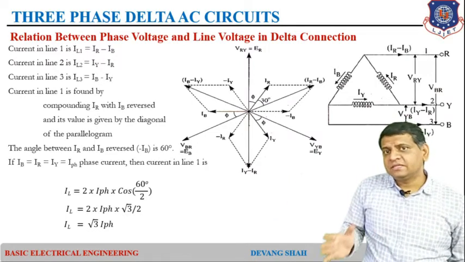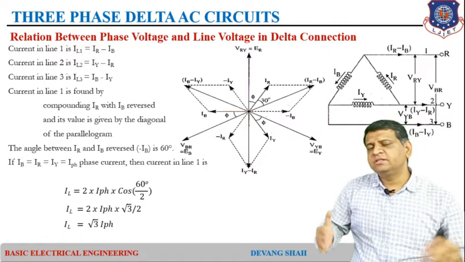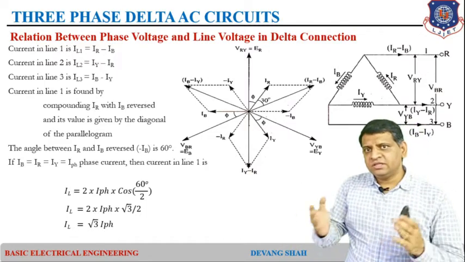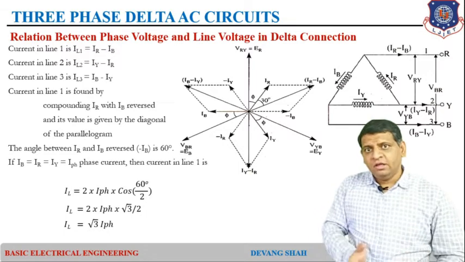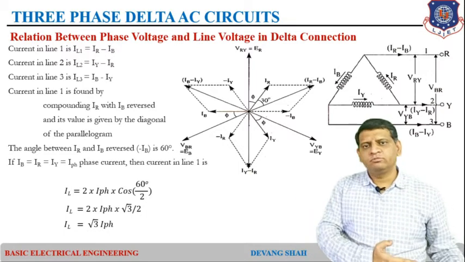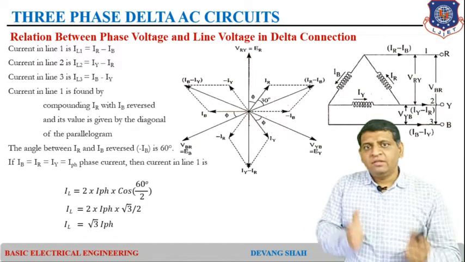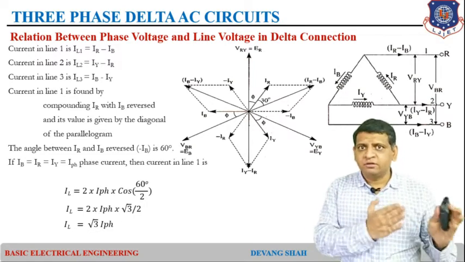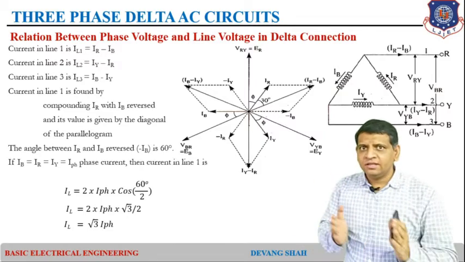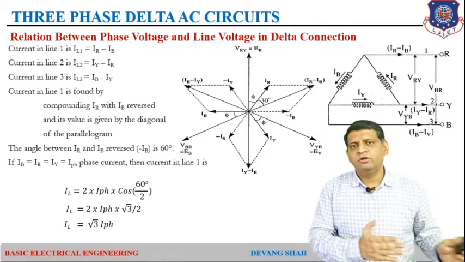So, here I can say that for a 3 phase delta network, the line voltage is the same as the phase voltage and the line current is root 3 times the phase current, right. Again I am going to repeat, for a 3 phase delta network, the line voltage is the same as the phase voltage and the line current is nothing but root 3 times the phase current, right.